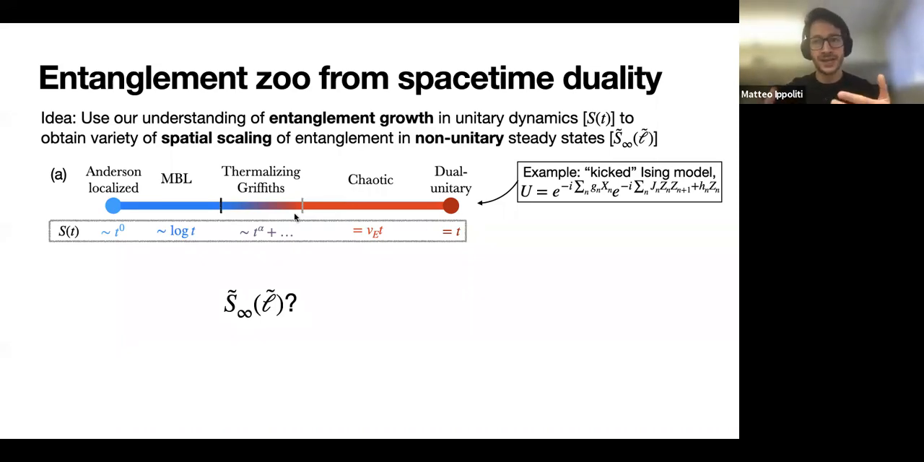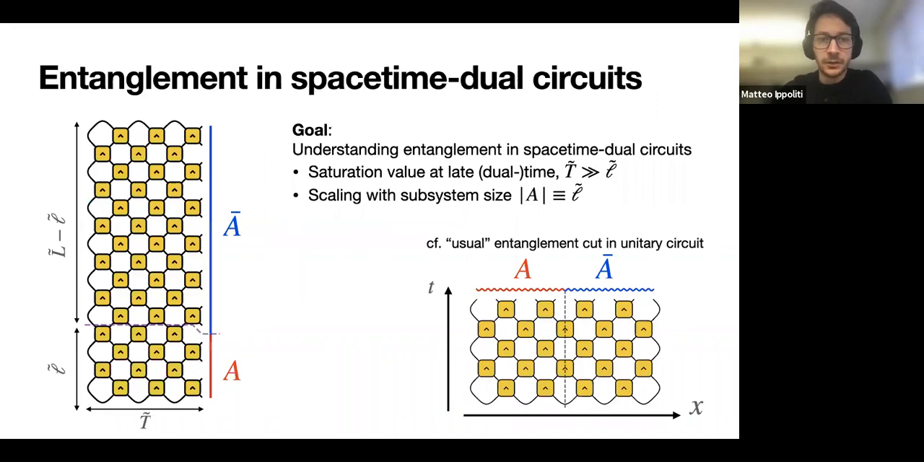So we would like to translate this range of behaviors for entanglement in time into different spatial scalings for steady states of these circuits. And the key technical tool that lets us do that is a mapping I'm going to show next.